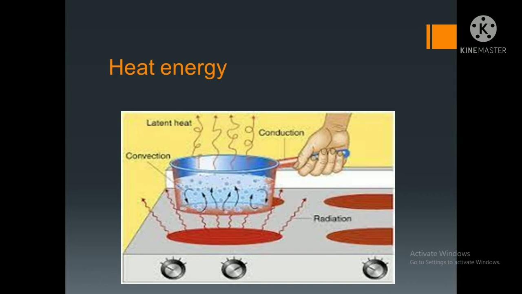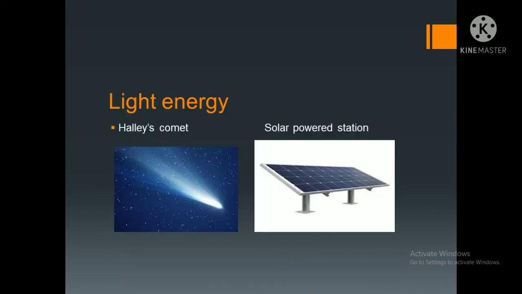Okay, so next is light energy. Light energy actually is what? The solar power station is used, isn't it? Light energy is used there, stored, and then we can use it as electricity. And also, how it will move actually. We are talking about energy. We know that energy will move some object, isn't it?